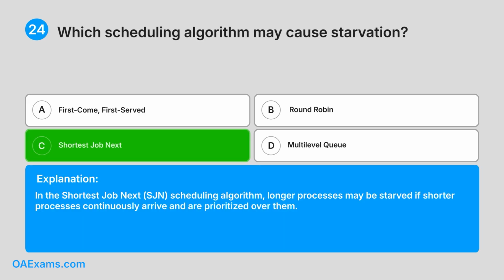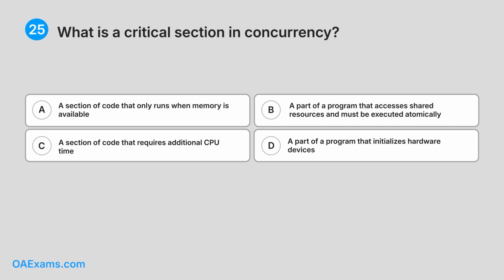Explanation: In the shortest job next (SJN) scheduling algorithm, longer processes may be starved if shorter processes continuously arrive and are prioritized over them. 25. What is a critical section in concurrency?